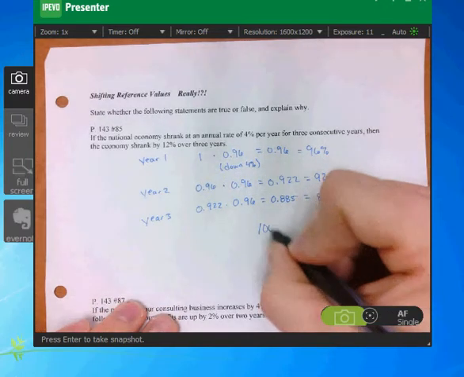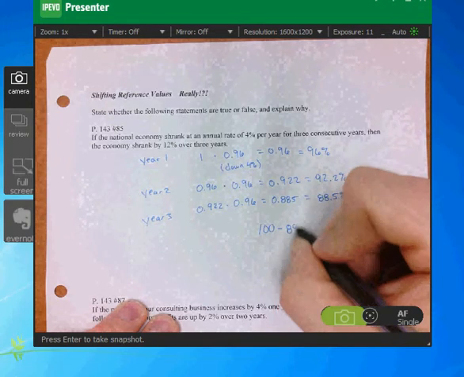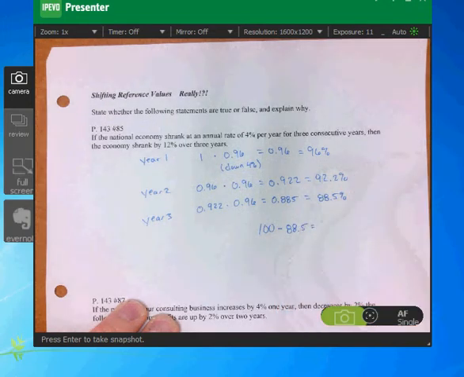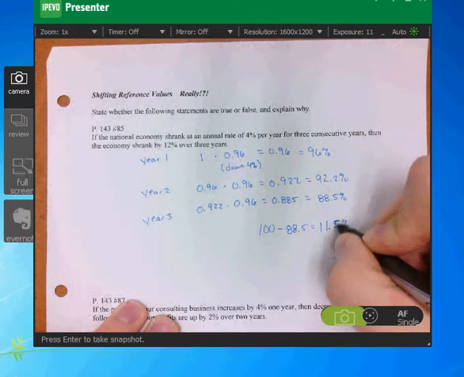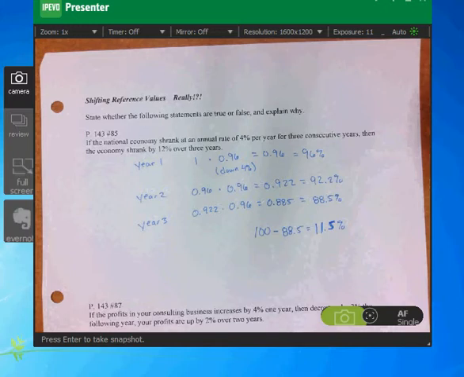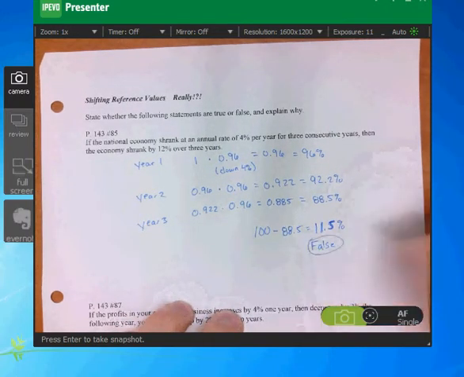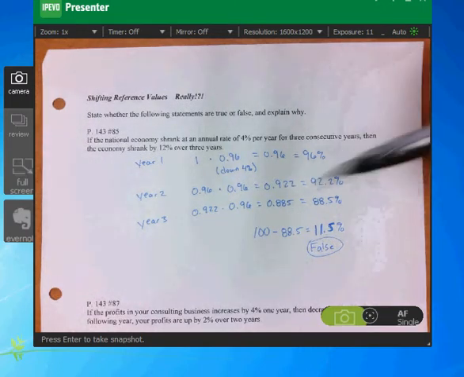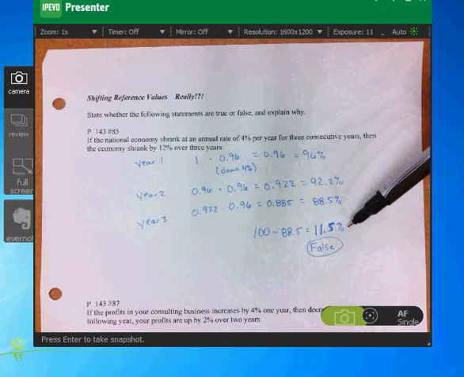If we started at our 100%, we're now at 88.5, which is only a difference of 11.5%. Okay, so this statement would be false because we did not drop 12%, we only dropped 11.5%. So I guess you could say that's good because we didn't drop as much.